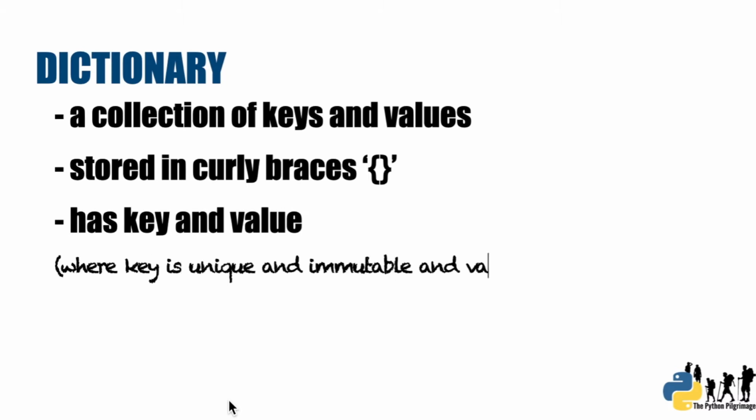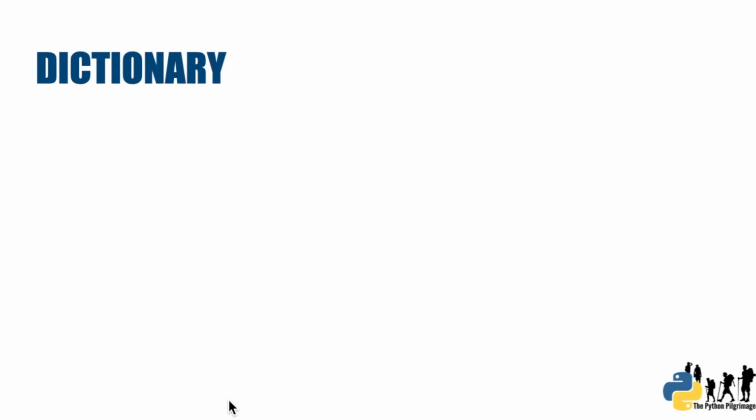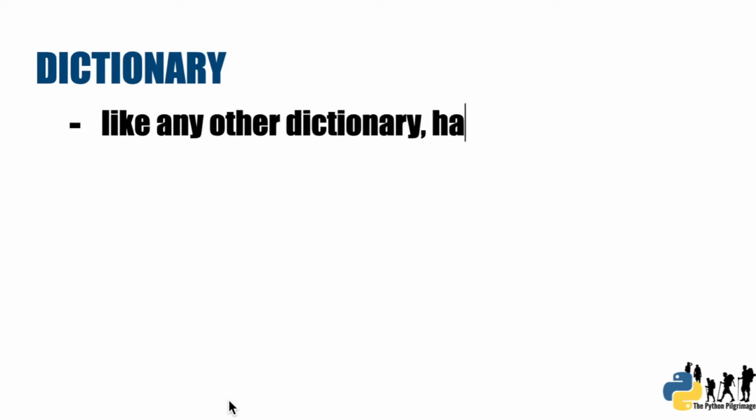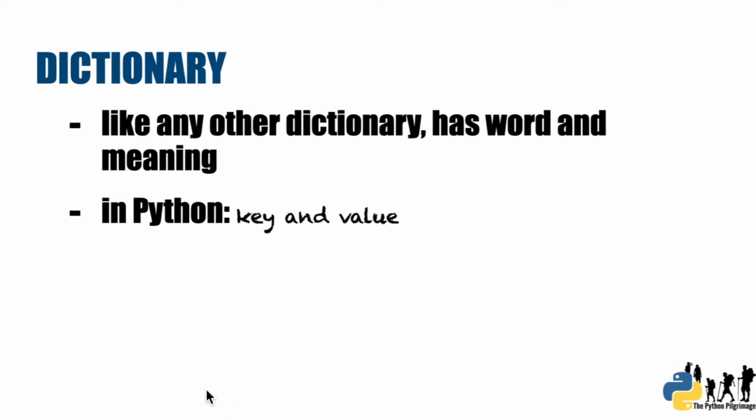Please do note that keys should be unique and immutable, and values can be anything and can be changed anytime. Also, dictionaries are mutable, or can be changed or altered. They are also unordered, unlike other data types. A dictionary, like any other dictionary, has a word and a meaning, but in Python we call them key and value, which bears this format: curly brace, key, a colon, and the value.